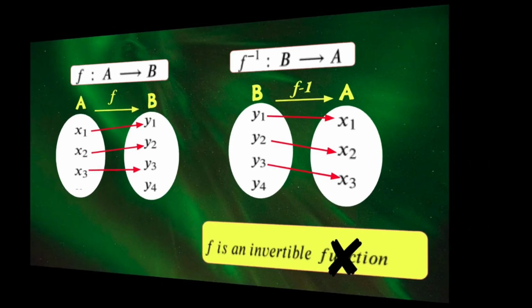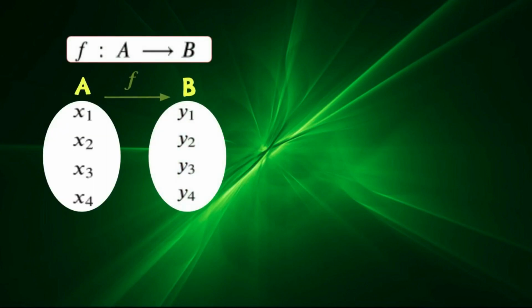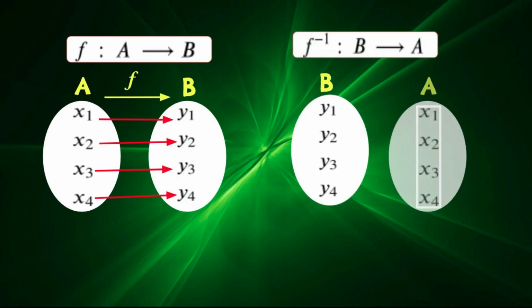Let's look at one more example. See, f from A to B like this. Here x1 maps to y1, x2 to y2, f of x3 is y3, f of x4 is y4. And in the inverse from B to A, here x1 maps to y1 and here y1 maps to x1. Here x2 to y2 and here y2 to x2. And here x3 to y3, y3 to x3. x4 to y4 and y4 to x4. Okay. So this is a function.